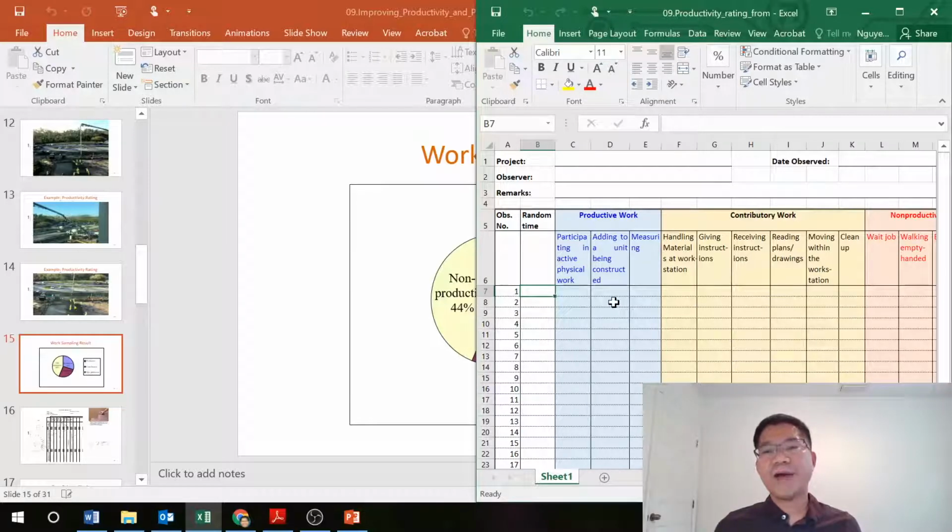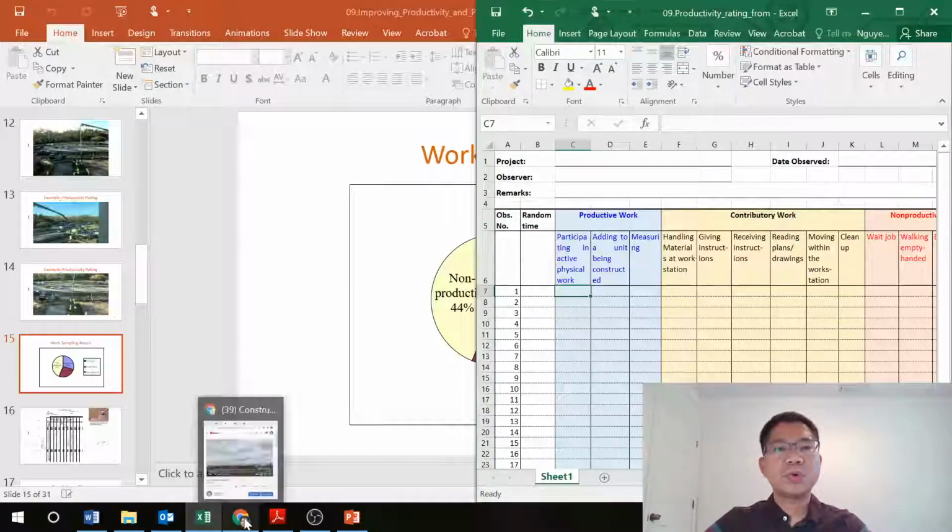If the crews have 4 or 5 workers, maybe one team member just focuses on one crew member and observes at a certain interval, 15 seconds, 20 seconds, or 30 seconds. Then you record, for example, at a certain point I see that the member does physical work, so you mark it and put the time in there. Makes sense? So that's what we need to do.